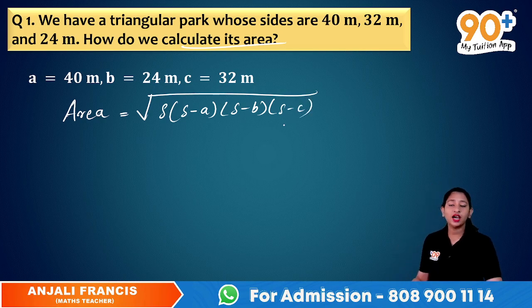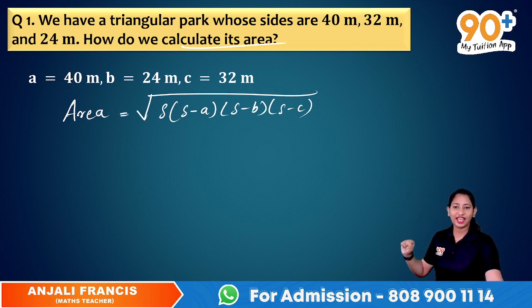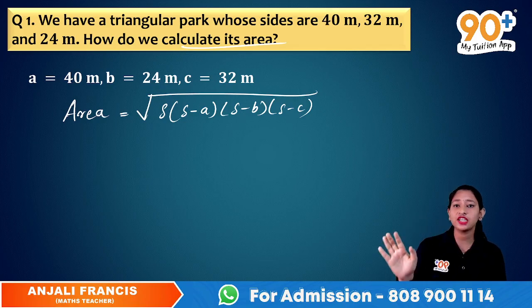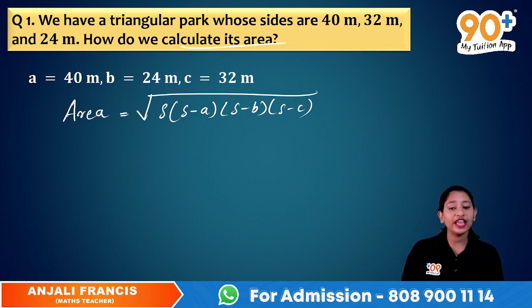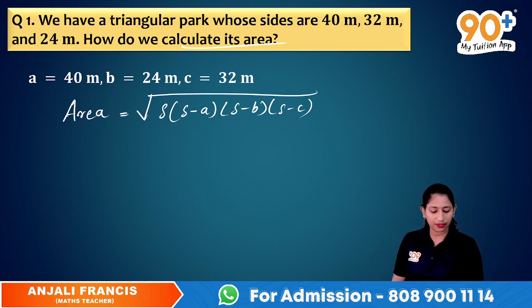Okay, so here a is equal to 40 meter, b is equal to 24 meter and c is equal to 32 meter, which is already given. So first of all, the first step here is to find the semi perimeter.